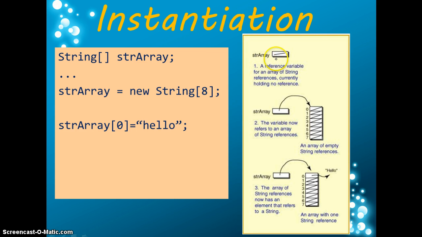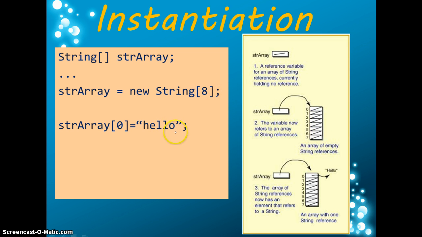So when I first make strArray, it's null. It itself is null because it doesn't point to anything. Once I make the instantiation statement and I actually construct it, then it points to 8 slots. Each slot has null in it. If I try and access any slot of the array at this step, I'm going to get a null pointer exception.